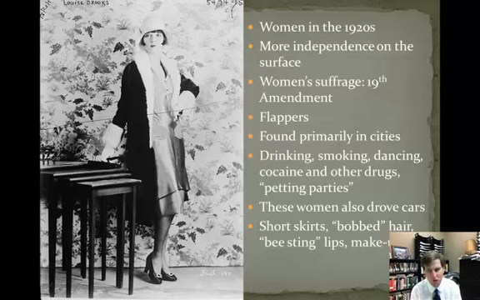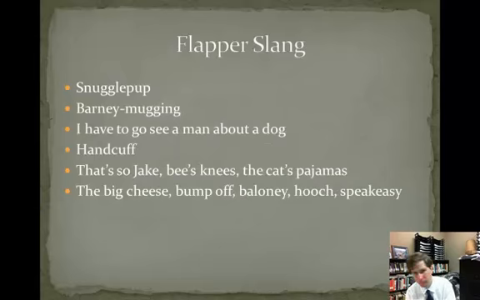These women also drove cars. They wore short skirts. They bobbed their hair. They had bee-sting lips, very prominent makeup. And they showed a little leg there. This was seen as very scandalous in the 20s, coming out of a very conservative time period. Incidentally, it's the 1920s, really, when women started to shave their underarms and their legs because of the type of outfits they were wearing. Until that point, that wasn't quite as common.